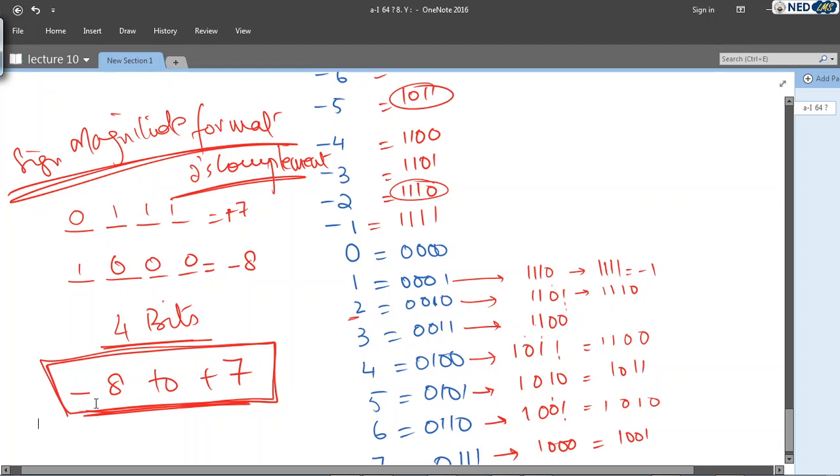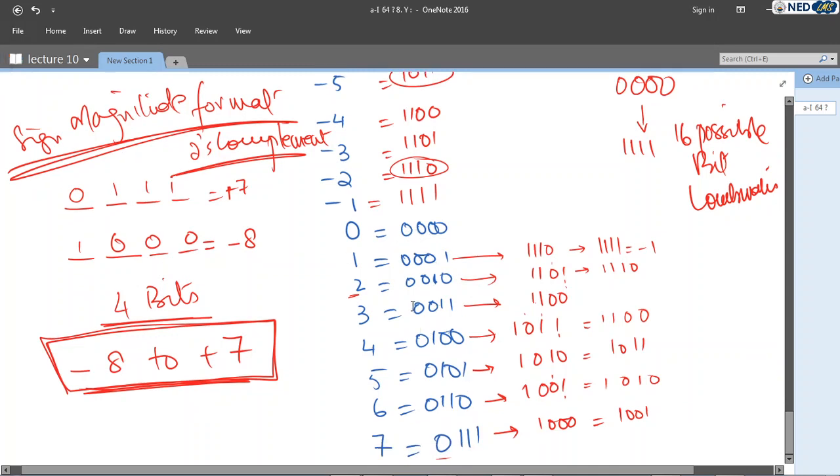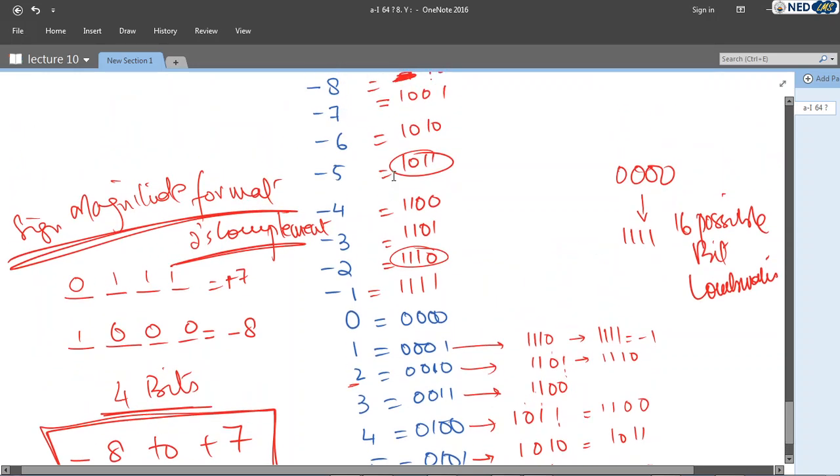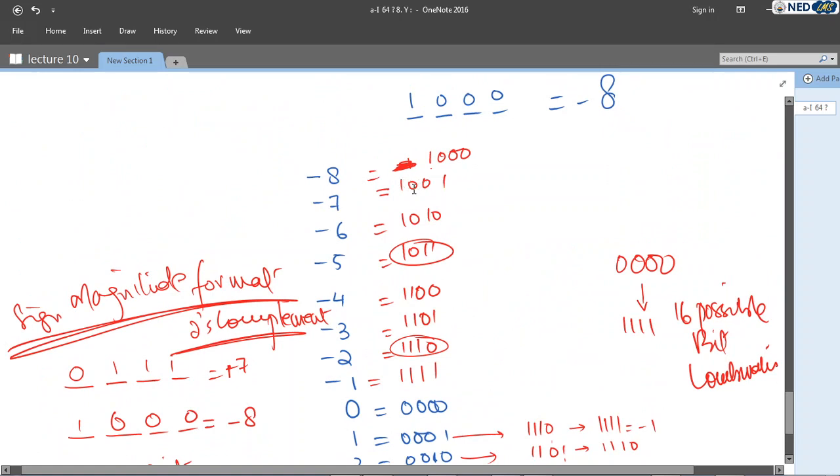If you just count them, how many possible combinations can you have? 0 0 0 0 all the way to 1 1 1 1. We have 16 possible bit combinations. I think we have written all of these combinations over here, 16 possible combinations. I've just written the table, going all the way to all 4 ones.